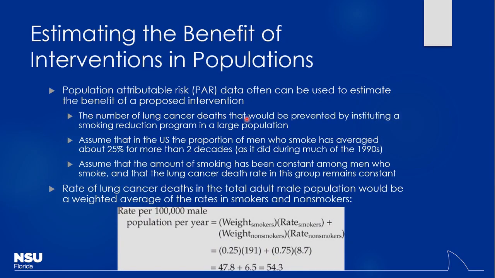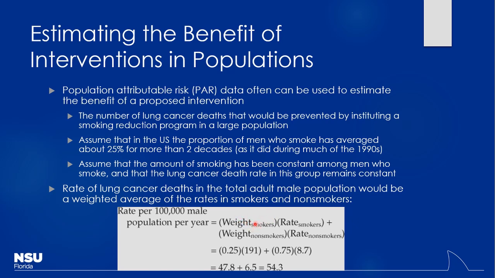So what's interesting, though, is you can actually estimate the benefit of an intervention, right? So you can kind of monkey around with it. And to your question of how we actually end up getting that total population number here, it kind of makes sense. Basically, what we can do is figure out what that whole population per year is, and then look at the weight of smokers.